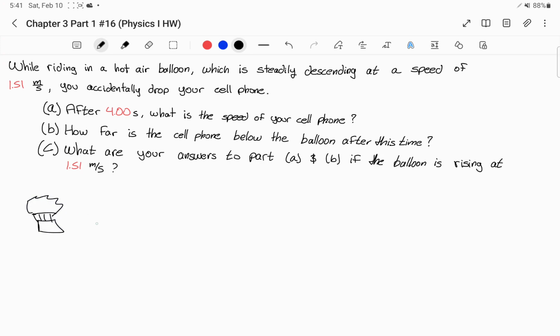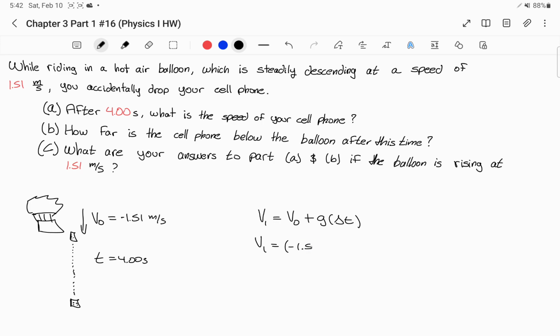So we have our hot air balloon, which is descending at a rate of v. We're going to let the initial speed be v sub 0, which is going to be 1.51 meters per second. And we have our cell phone, which fell. Now, because the balloon is descending and because the cell phone has fallen, we're going to put a negative in front of the initial velocity. So using the kinematic equation v final equals v0 plus gravity times the change in time, we're going to find the final velocity when t is equal to 4 seconds. The initial velocity, again, gets a negative in front of it because the balloon is descending, and the change in time is 4 seconds.